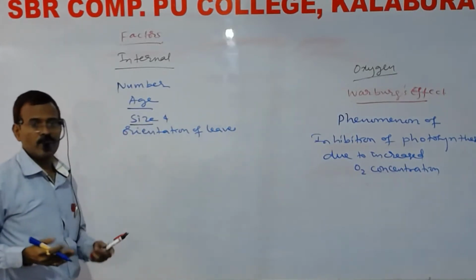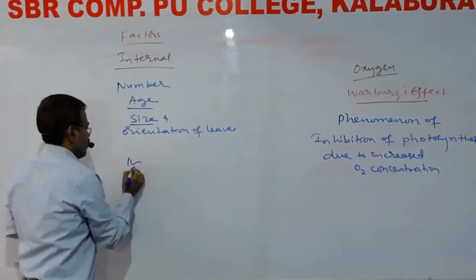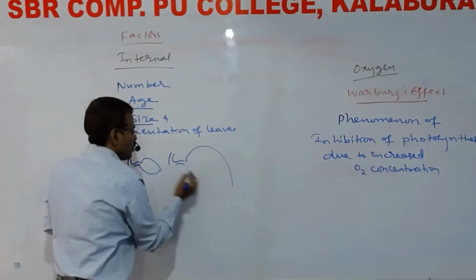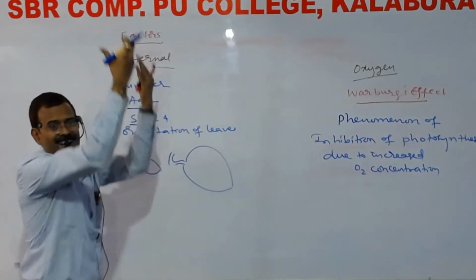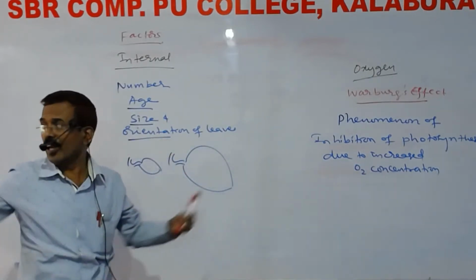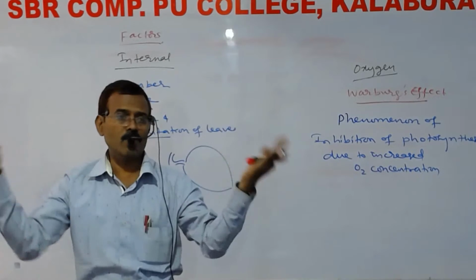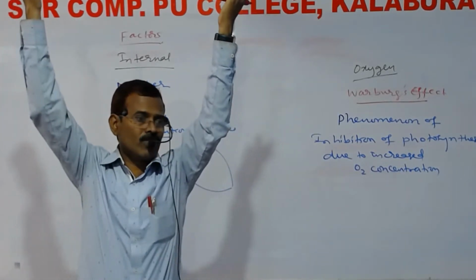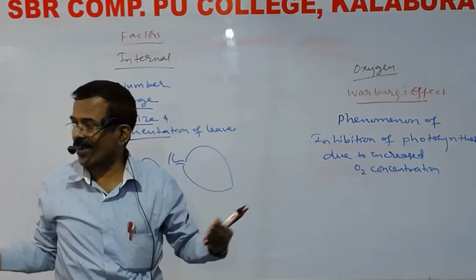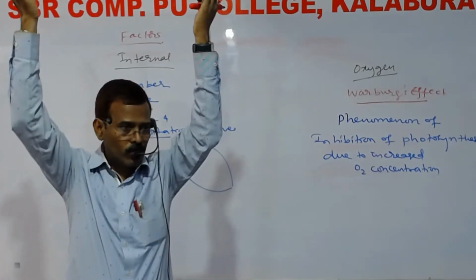Then the size of the leaf. Suppose if this leaf is like this, it has a smaller surface area. If the leaf has a broader surface area, the amount of light which it receives will be more. Then orientation of leaves, how the leaves are arranged around the branches of the tree. These leaves should be arranged in such a manner that they are well exposed to the sunlight. Arrangement of leaves, phyllotaxy, what we call phyllotaxy.